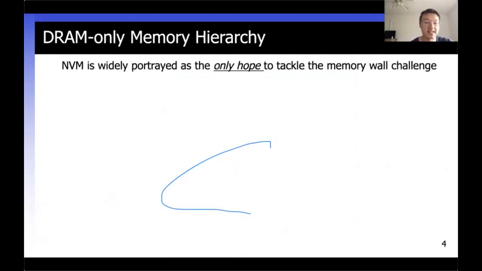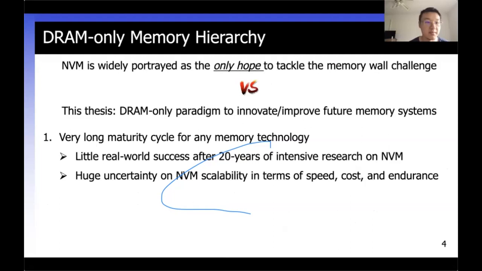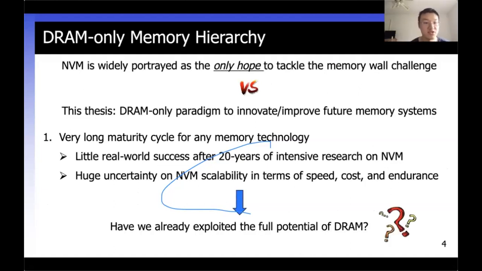So in spite of the fact that NVM has been widely portrayed as the only hope to tackle the memory wall challenge, my research advocates a DRAM-only paradigm to innovate and improve future memory systems. This is motivated by three aspects. First, history clearly shows that any memory technology will undergo a very long maturity cycle. At this moment, there are still considerable uncertainties about NVM scalability and the impact of technology scaling on speed, cost, and cycling endurance. Therefore, as the industry continues to research new NVM, we should more seriously ask the question whether we have already exploited the full potential of DRAM.